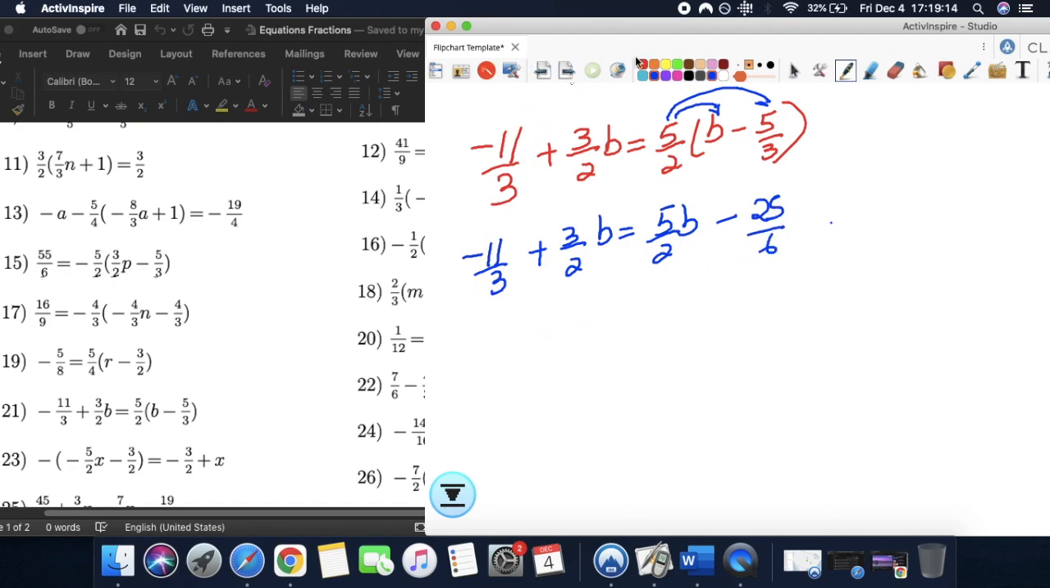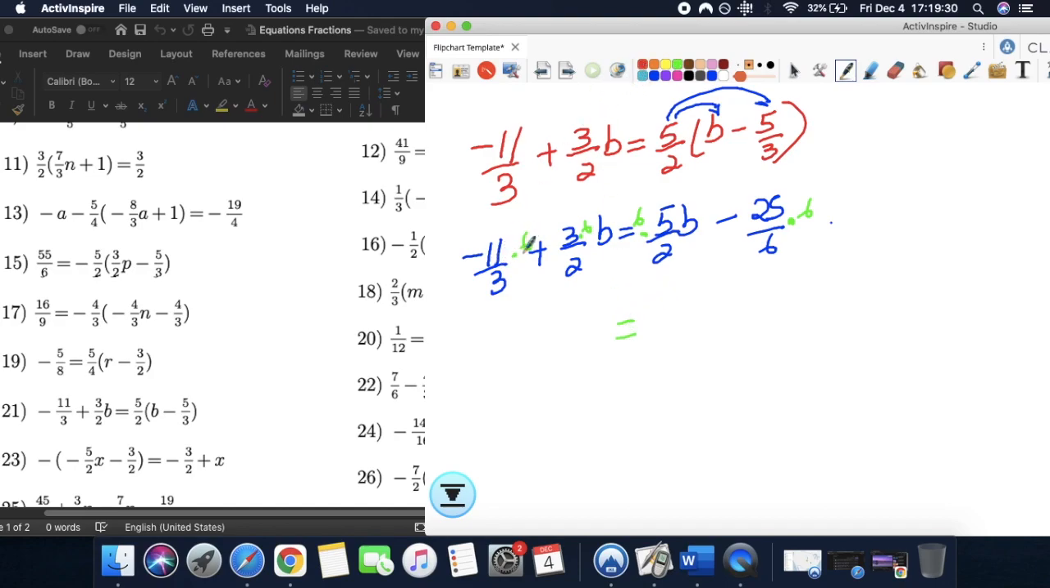Well, let's multiply each of the terms by the LCM, which is 6. So everybody gets multiplied by 6. Let me pick a color. This times 6, this times 6, this times 6, and this times 6. Okay, so what do we get?